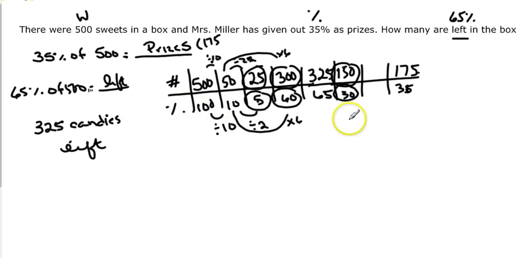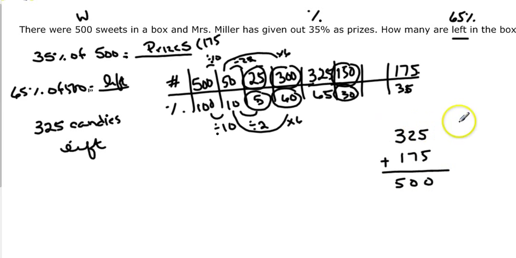And here's a quick check that you can do. If I have 325 left, plus the 175 given out, when I add it up, it makes 500 altogether. So you did the problem right.